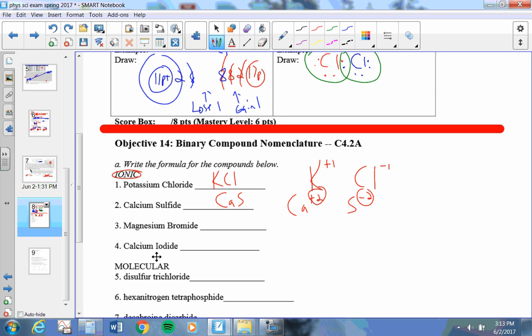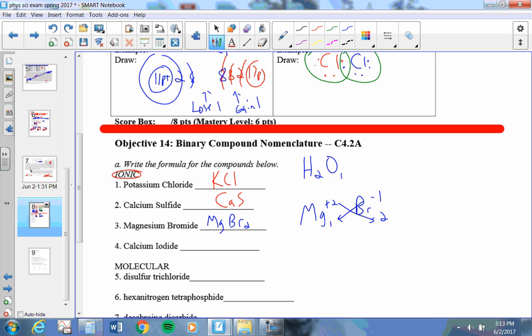Now when we get to magnesium and bromine, we've got an Mg who has a +2. Bromine only has a -1. You can't make magnesium happy with just one bromine. It's going to take two bromines and only one magnesium, MgBr2. I don't write the Mg1, just in much the same way nobody writes H2O1. It's simply H2O. If there's only one of them, you just leave it.